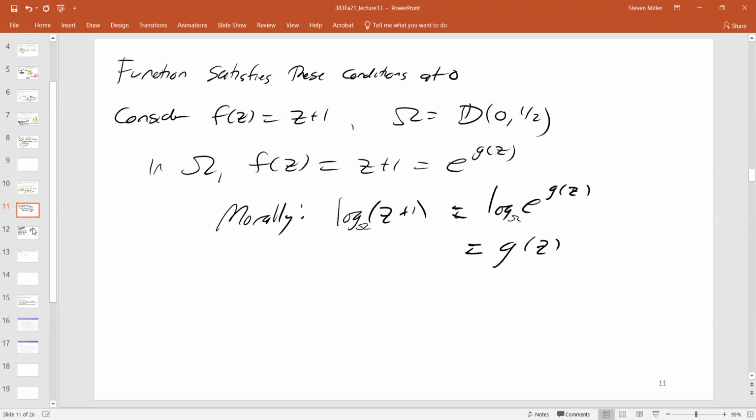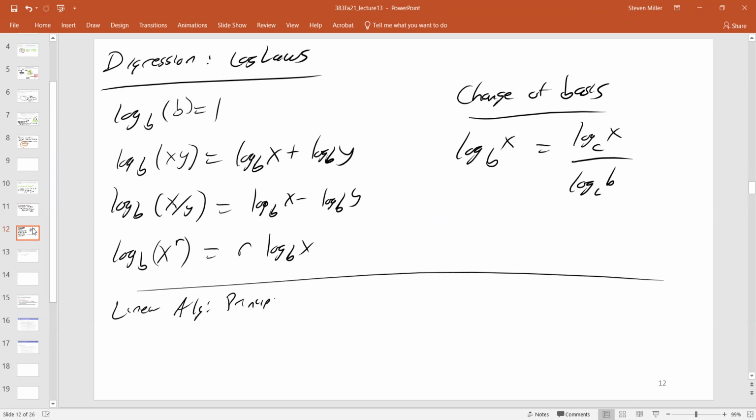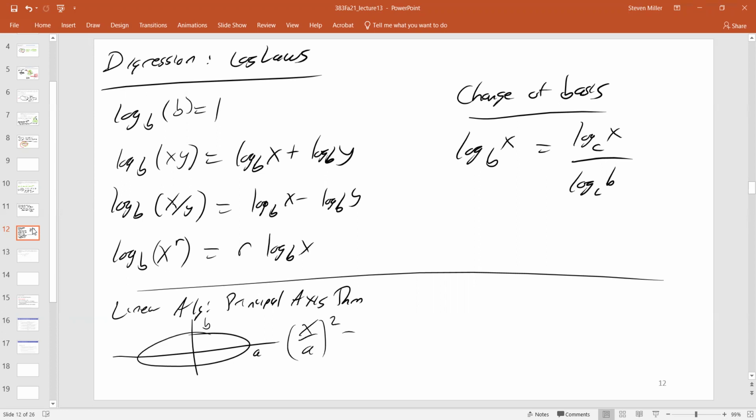If you want, this is similar to linear algebra. The principal axis theorem. If I give you an ellipse aligned with the coordinate axes, so that this is A and this is B, it's just x over A squared plus y over B squared equals 1.